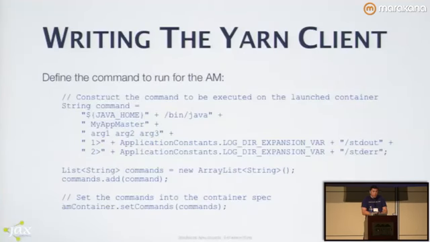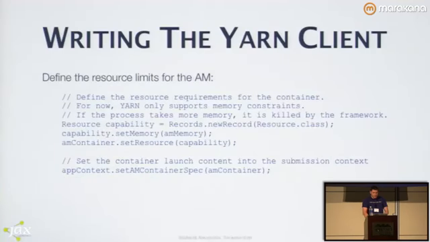And then I define the command. So what am I going to run? I'm going to run a Java command, a JVM. I'm going to run the main class myAppMaster, and then I run some arguments. This is where you would fill in whatever your app master does, right? And whatever arguments it takes. And so I add this command to the container context.